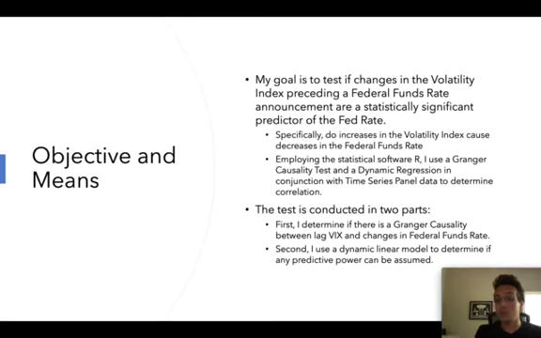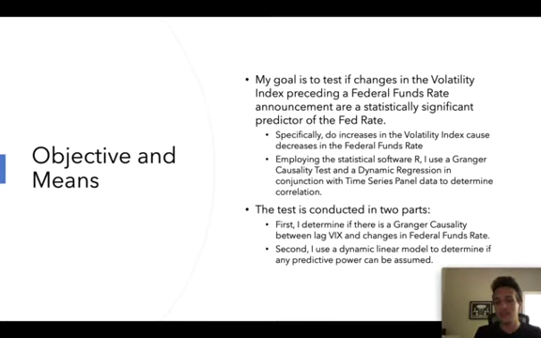Specifically, do increases in the VIX cause decreases in the federal funds rate? This is what we'd expect, the inverse correlation. Employing the statistical software R, I use a Granger Causality test and a dynamic regression in conjunction with time series panel data to determine whether or not correlation and prediction can be assumed.